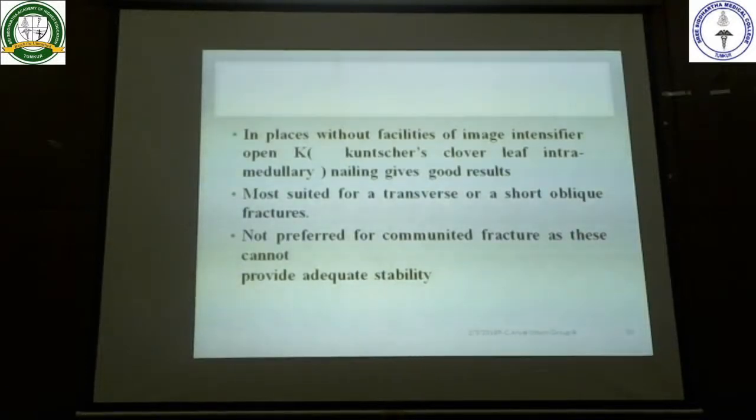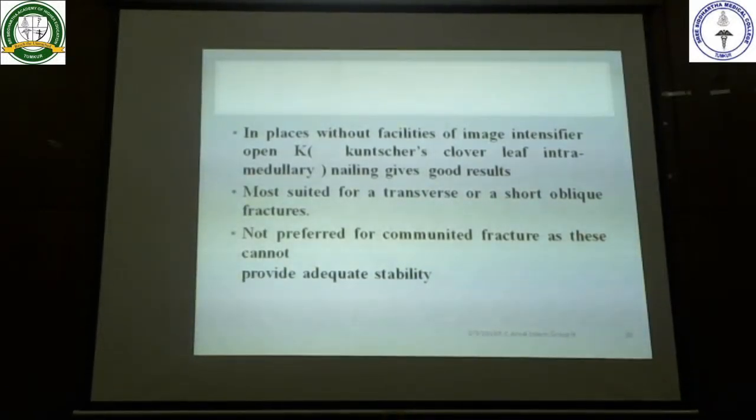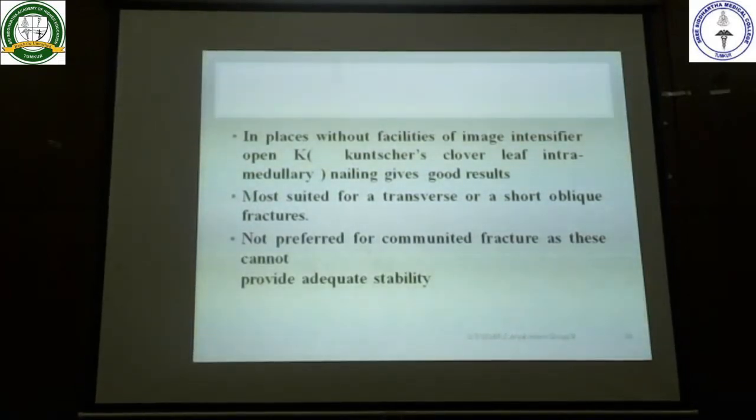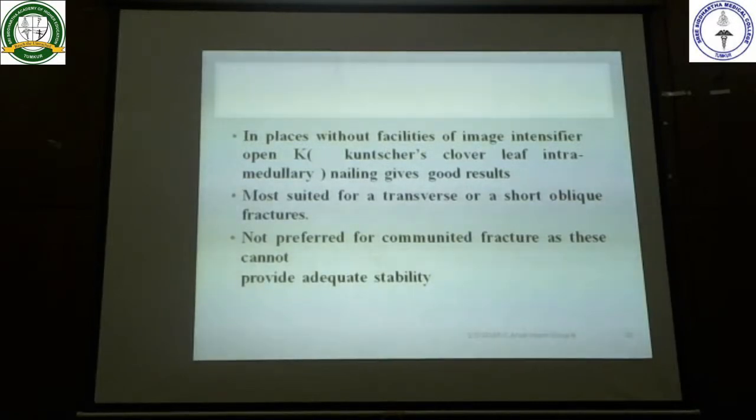Like I already mentioned, in places without facilities of a C-arm, you can use something known as a K-nail. Again, that is not very commonly used because most of the big hospitals will have a C-arm. But they can use a specific type of intramedullary nail known as the K-nail, which is not commonly used nowadays, but it can be used where the C-arm is not available, right?